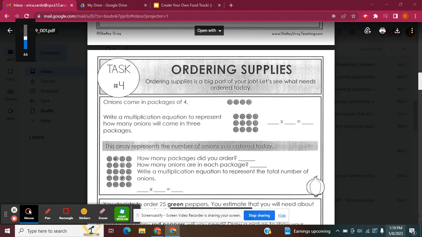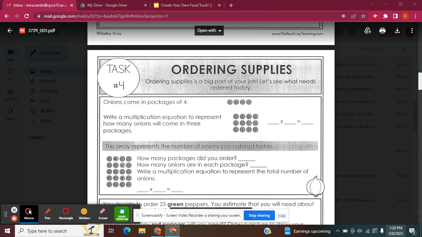All right, task 4, you ready? At this point, you have named your food truck, you have designed your food truck, you have written wonderful descriptions that make people drool while they're reading them and want to order everything on your menu. So now it's time to order your supplies.